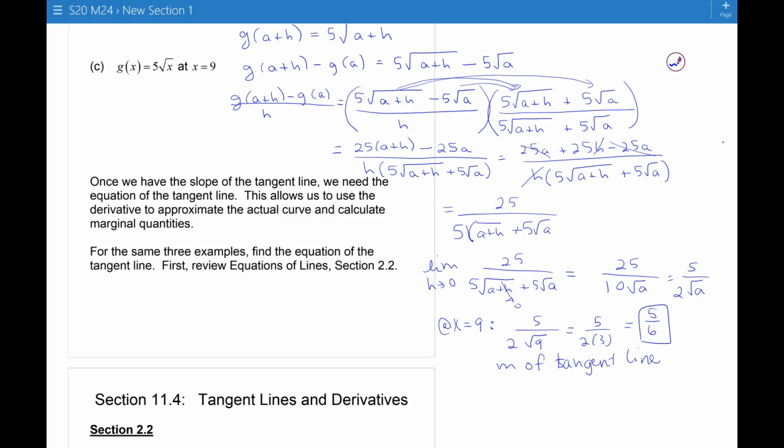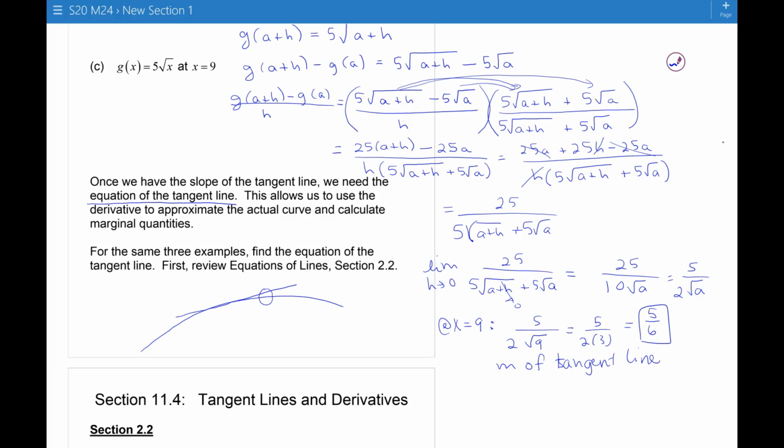So once we know the slope of the tangent line, then we're going to be asked to find the equation of the tangent line. We use the tangent line to approximate the actual curve. So you use the tangent line and say, well, if you look right here, they're really not very far apart, and the line is usually much easier to use for an approximation than the actual curve itself.